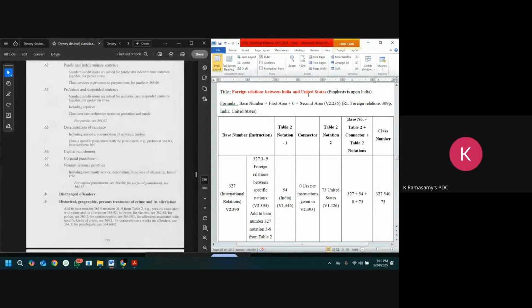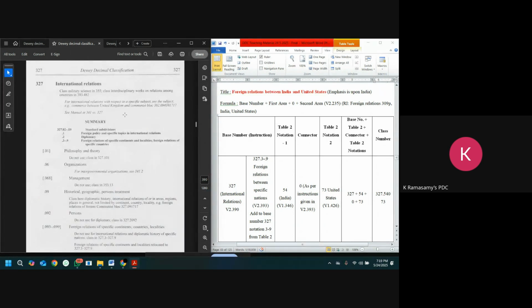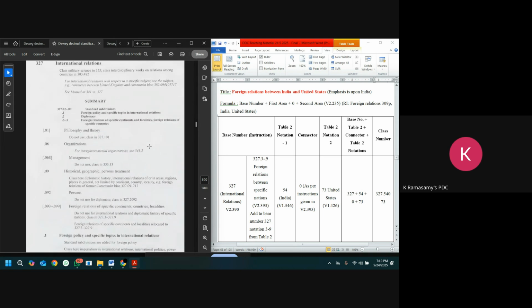The title. I was looking for the term foreign relations. The number is 327. They have written it as international relations or foreign relations. I got the number. Number for India is 54. Number for United States is 73. Now I should know how I can combine these two numbers into international relations or foreign relations. What is the number? 327. 327 is obviously in volume 2. So let me go to international relations or foreign relations given here.